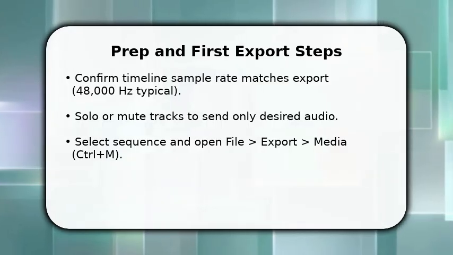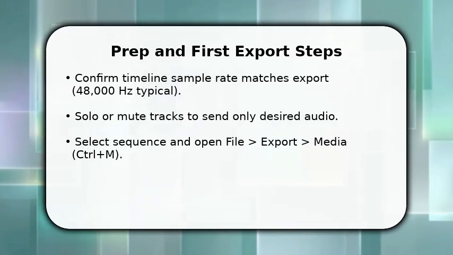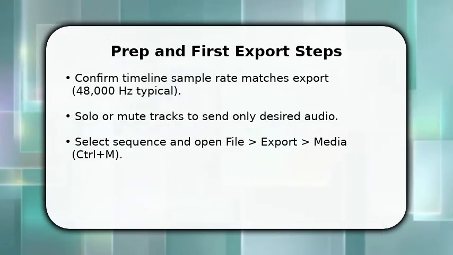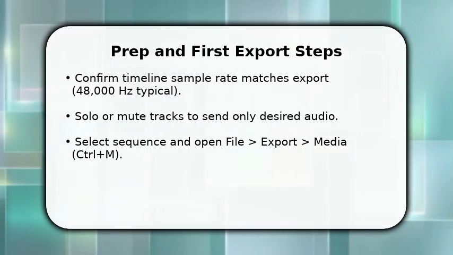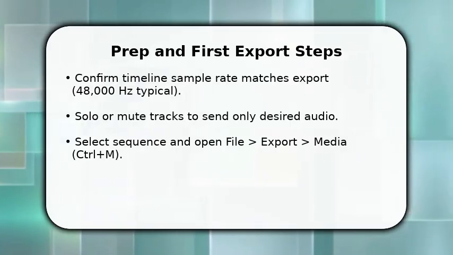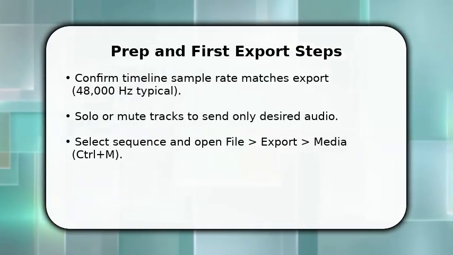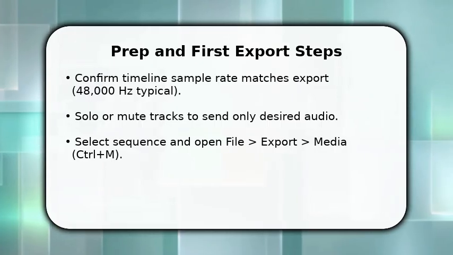You start by setting the foundation. Check your sequence sample rate and confirm the tracks you want are soloed or muted so only intended audio exports. Once done, select the sequence, then open File, Export, Media or press Ctrl+M.